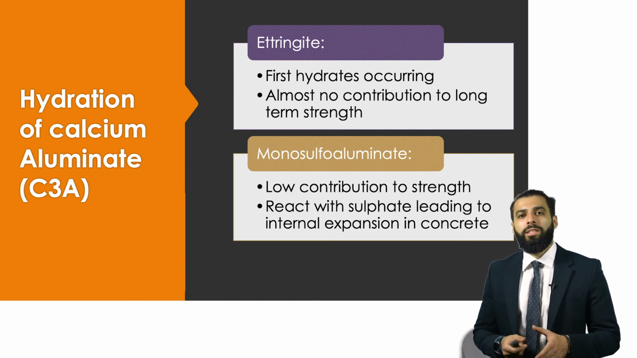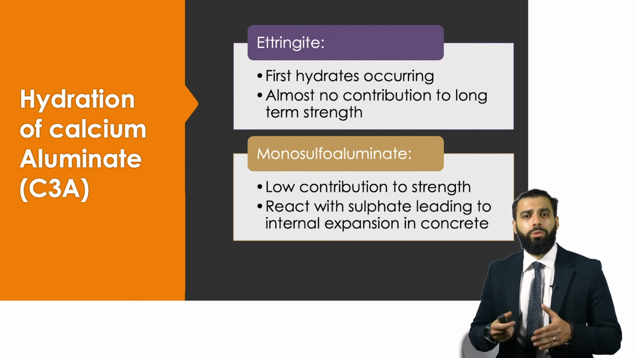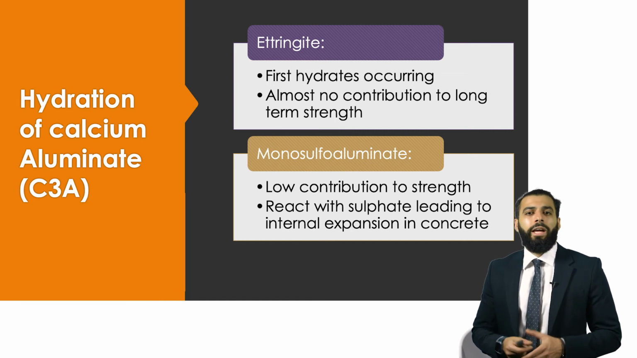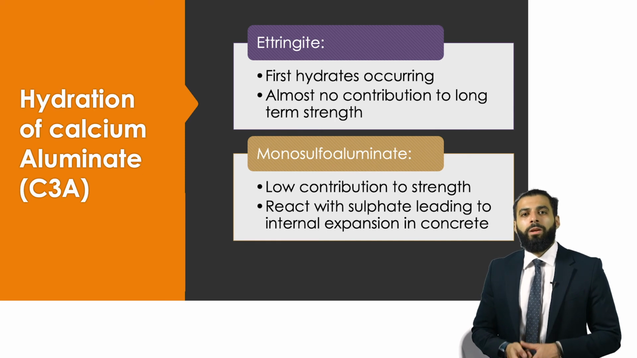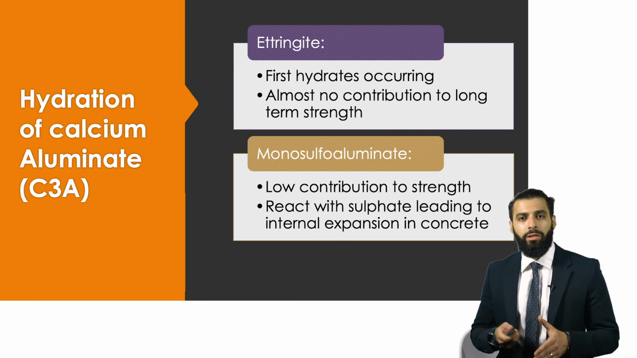Now, ettringite has almost no contribution to long-term strength. On the other hand, monosulfur aluminate does contribute. However, the contribution is way lower compared to the hydrates of C3S and C2S. For monosulfur aluminate to be produced, the ettringite reacts with the sulfate in the mix, and that leads to an internal expansion in the concrete.